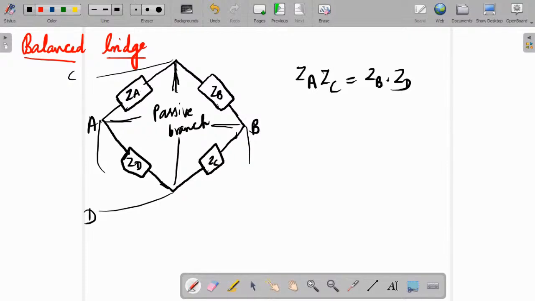Okay, so AB is a passive branch and CD is a passive branch. If they are connected like this, then you can check for the balanced bridge connection. Okay, then the last one is source transformation.